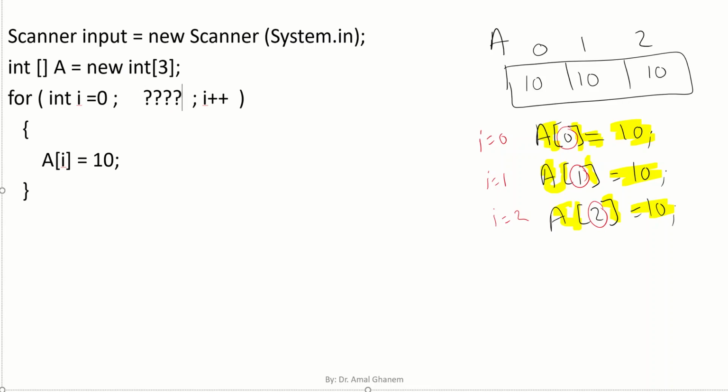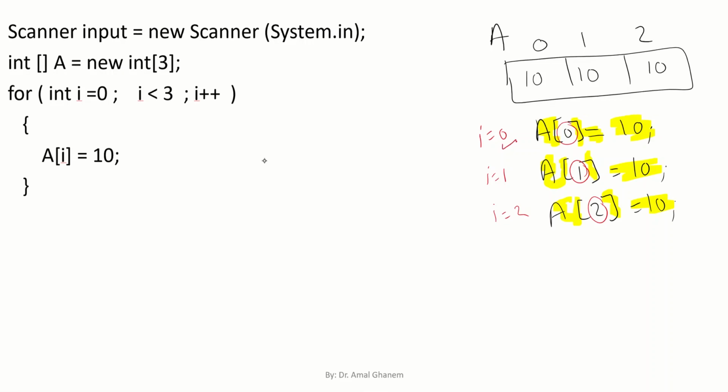The condition should be satisfying such that I always move from 0 till the end of the array. So I have to say that the value of i should be less than the size of my array. How many elements do I have in my array? I have 3 elements. So 0 less than 3, true.